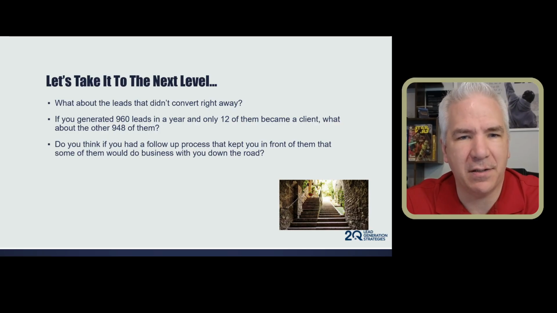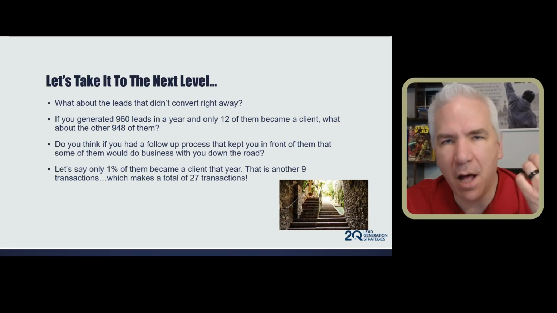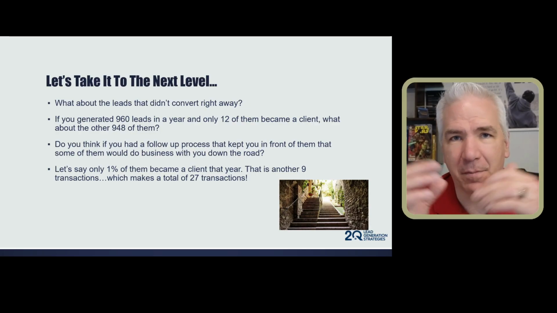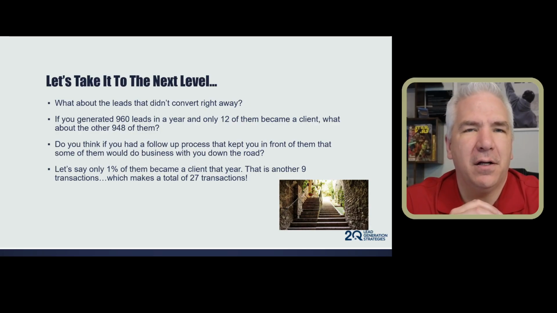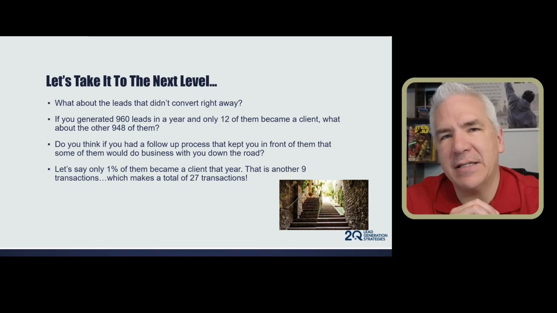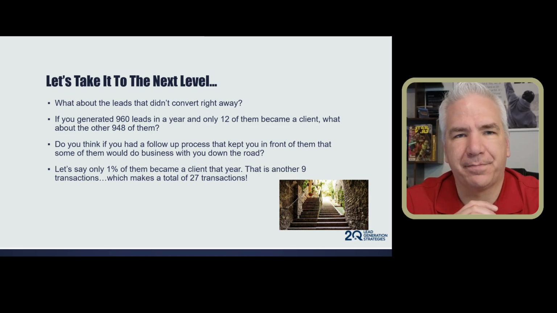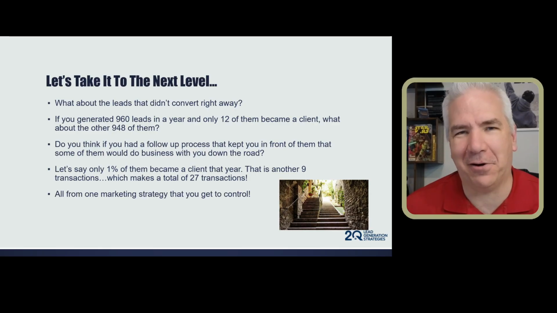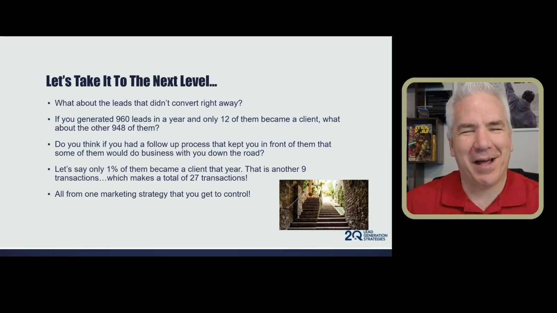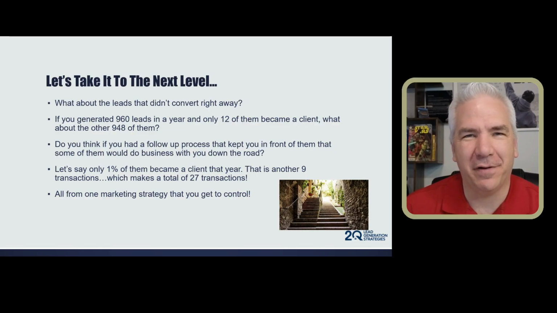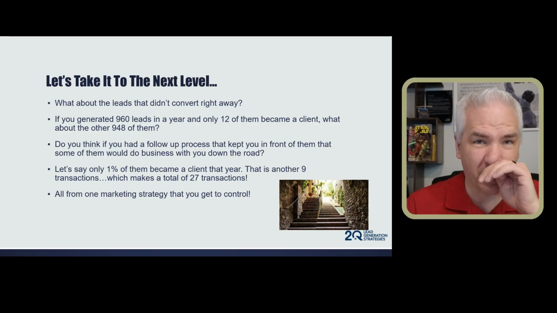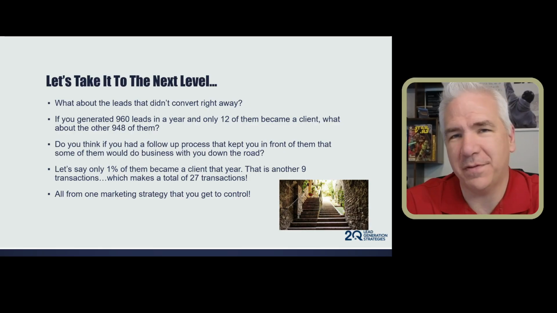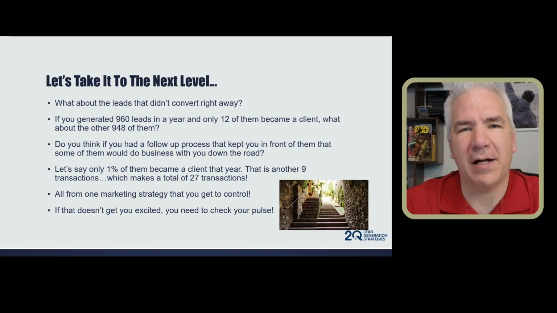Let's say 1% did. Well, that's another 9 transactions, again, from the leads we've already generated. That's a total of 27 transactions from this one source. And if that doesn't excite you, then I'm sorry, I don't know how to help you. And I'm just talking about very simple, conservative numbers. Again, this is scalable. You can scale this to whatever level you want. We've talked about that. But this is the whole concept.